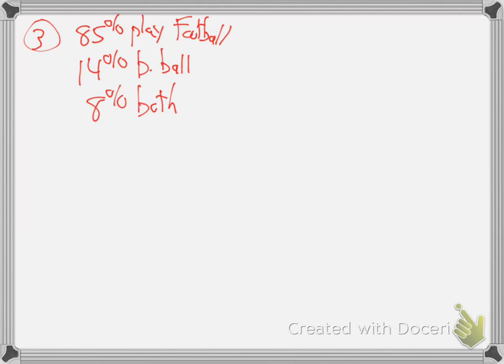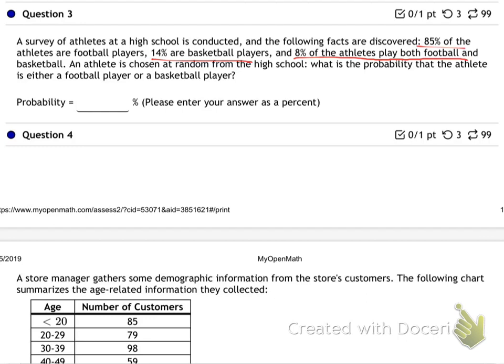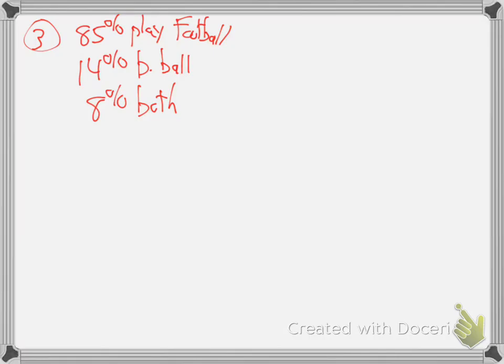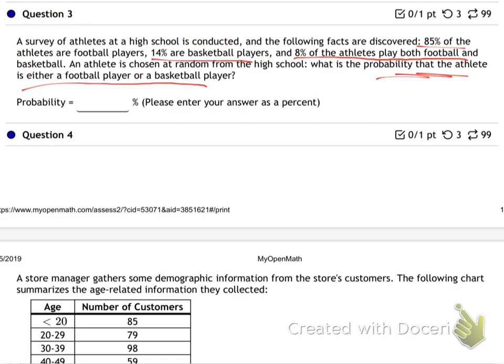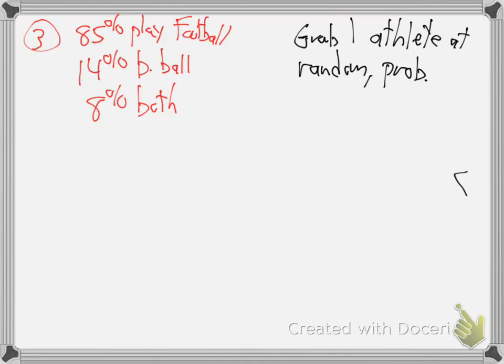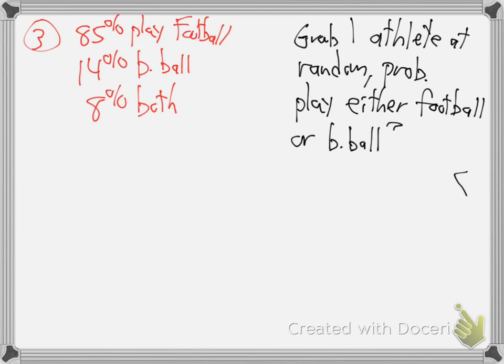What are we going to do? They're going to ask me some kind of question. What is it? What is the probability that an athlete is either football or basketball? So there's the question. So if you grab one athlete at random, what's the probability that they play either football or basketball? So that's the question.